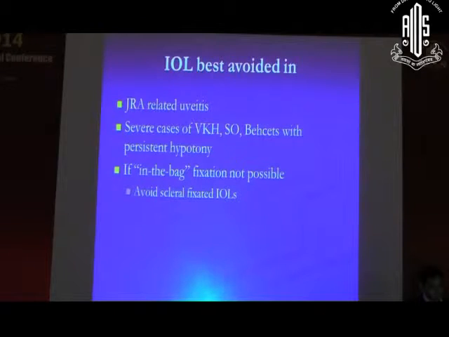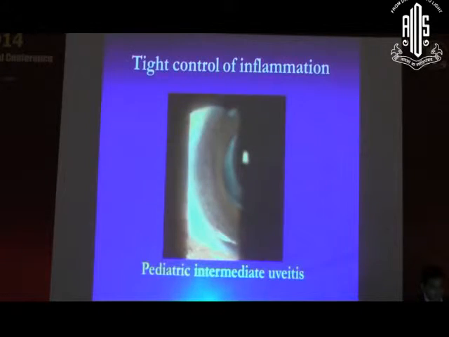And in JRA, of course. Where in-the-bag fixation is not possible, that is the preferred option. In such cases of uveitis, sulcus lenses are dominant, but we would prefer to avoid sulcus-fixated IOLs. Now, if for some reason you're not able to put an intraocular lens in while the surgery is going on, it is better to leave the child aphakic and put in a secondary lens much later, once the uveitis is under control.